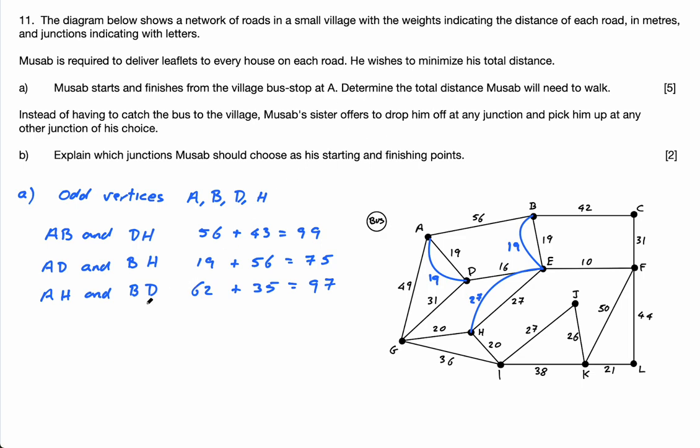So total distance, well, I'm going to actually write down here, use AD and BH. Yes, show the diagram as well. So this is all good working. And then I can just do total distance. And I have to basically add up all these numbers now.